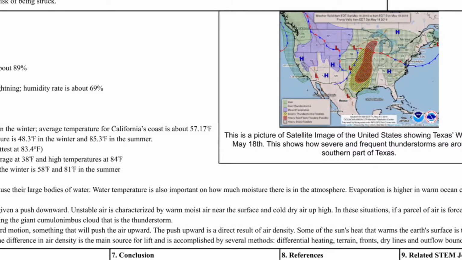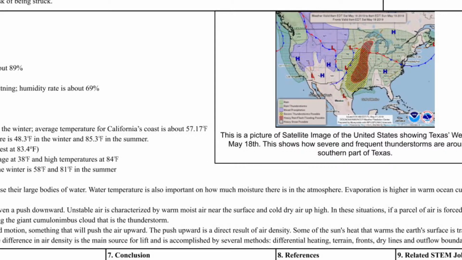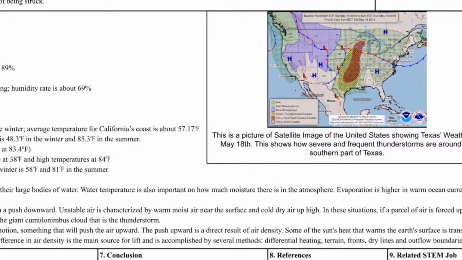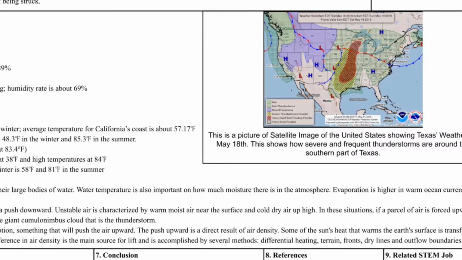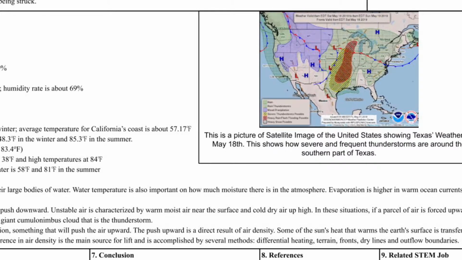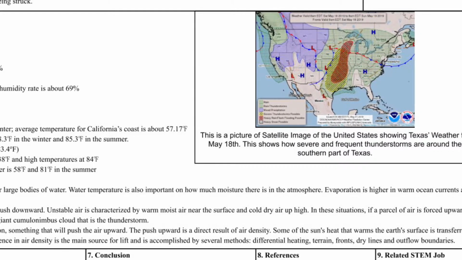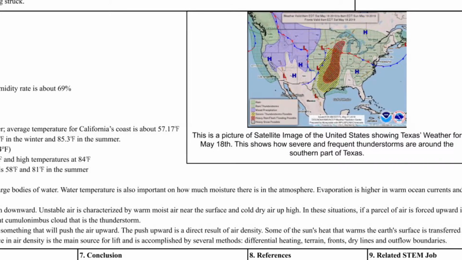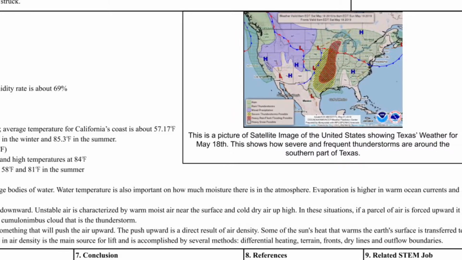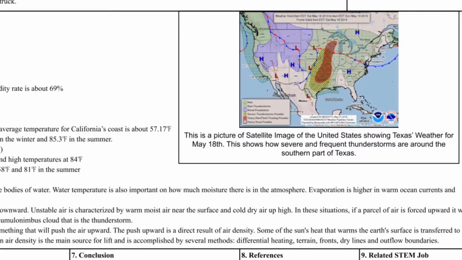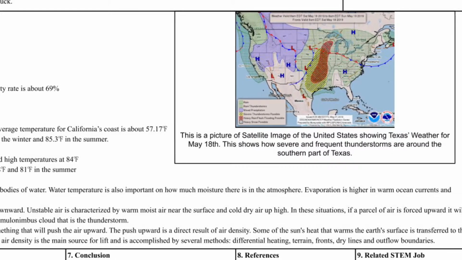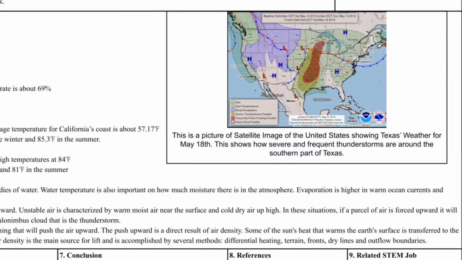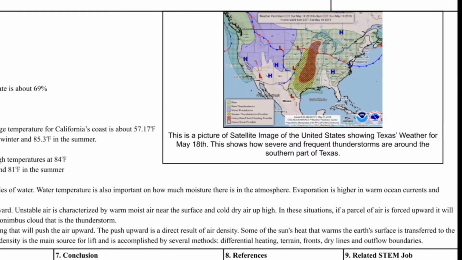A lifting mechanism. For thunderstorms to develop, there needs to be some mechanism that creates the upward motion, something that will push the air upward. The push upward is a direct result of air density. Some of the sun's heat that warms the Earth's surface is transferred to the air, which creates different air densities. The inclination for air to rise increases as the density decreases. The difference in air density is the main source for lift and is accomplished by several methods: differential heating, terrain, fronts, dry lines, and outflow boundaries.